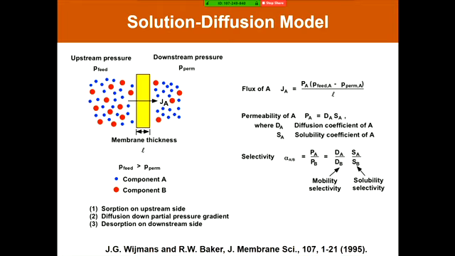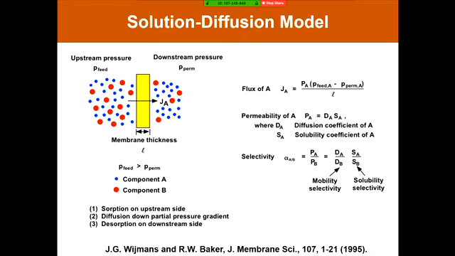And it is that if you have a dense or non-porous membrane with a gas mixture at high pressure on one side and low pressure on the other, that this pressure difference sets up a chemical potential difference among the components across the membrane, and that drives the transport of components from high pressure or high chemical potential to low pressure or low chemical potential.